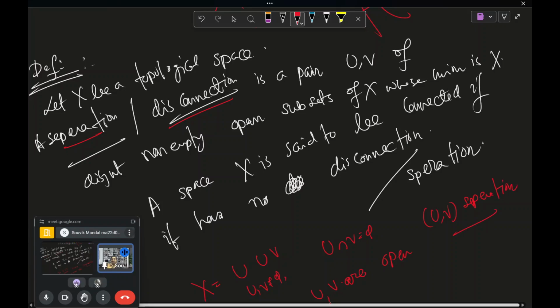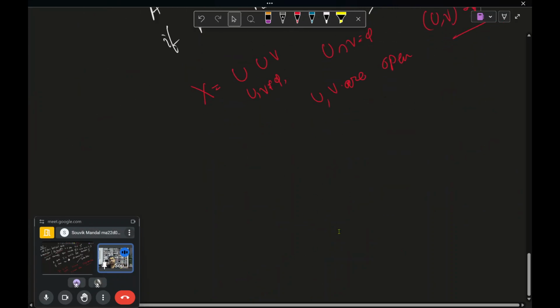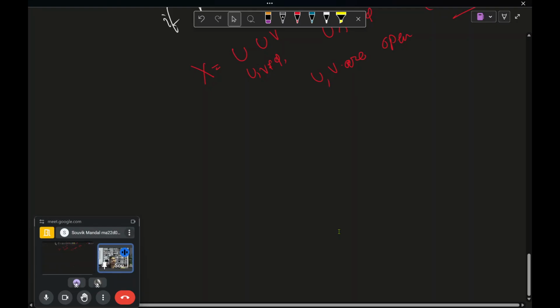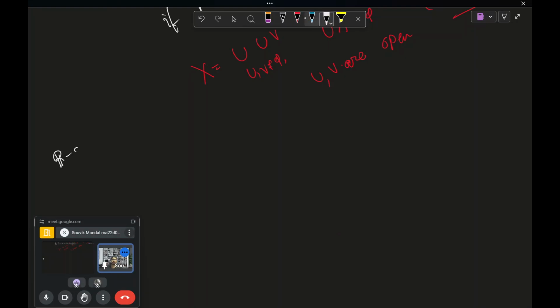And if the space X has no separation, then it is said to be connected space. Okay. So let's try to connect our intuition with the definition right now. Consider R minus 0. Intuitively it is disconnected. But how to prove it?